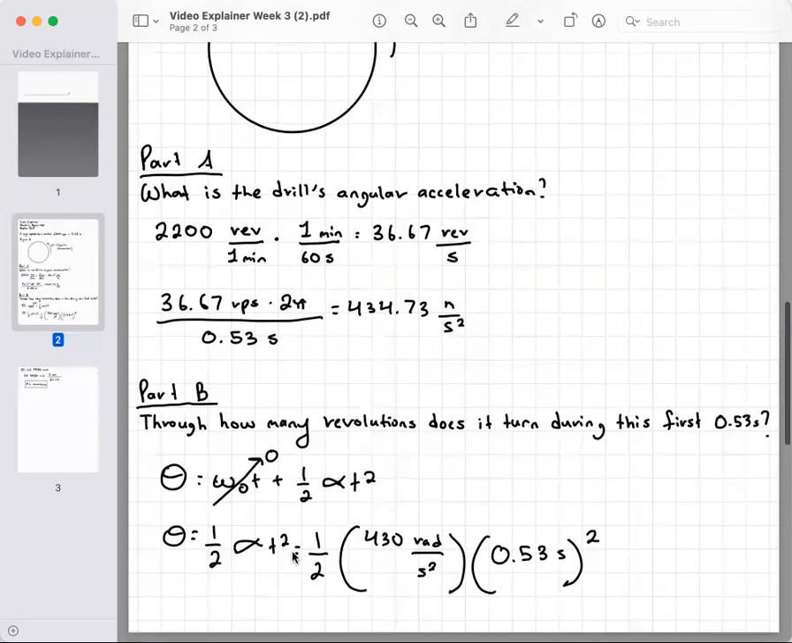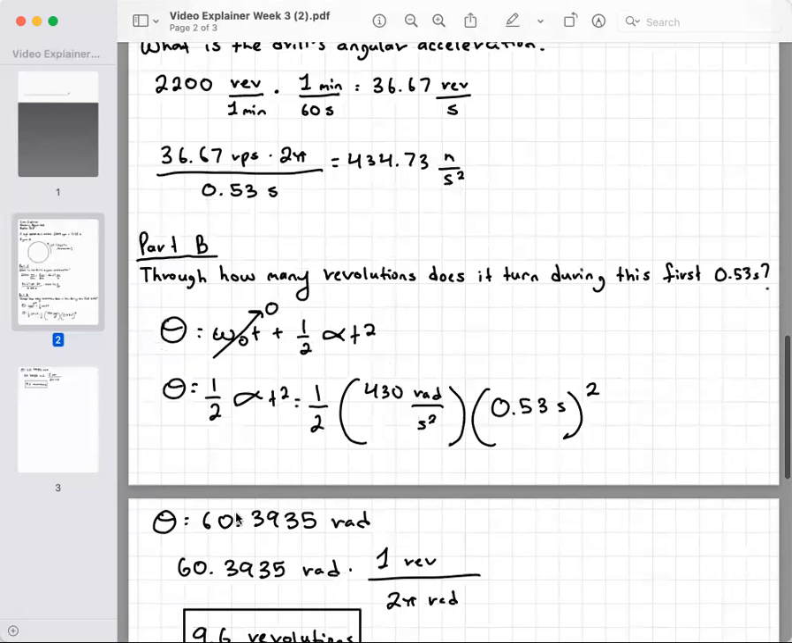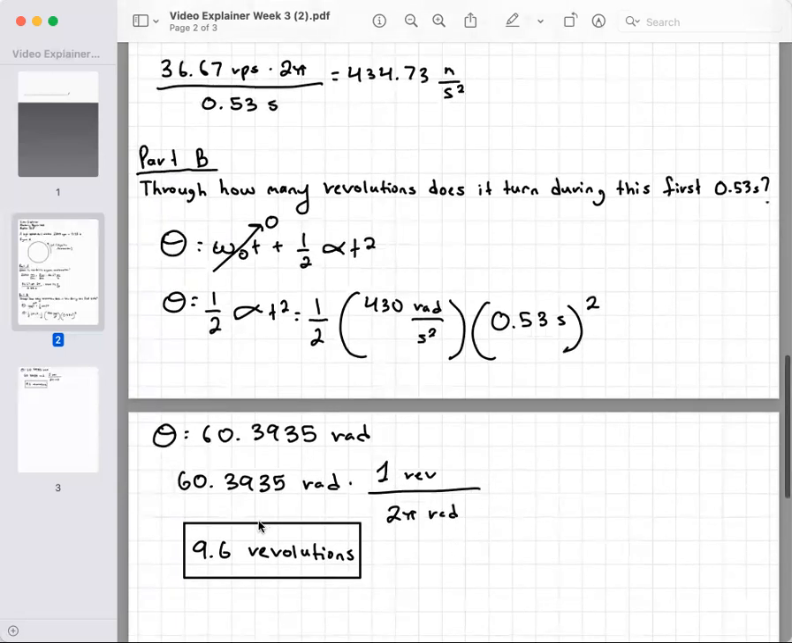And so I plugged in the variables for alpha. We're going to be using a more approximated value of about 430 radians per second squared. And then we're going to be using 0.53 seconds for the time, and we're going to square that value since that is the equation. And so we got a value of 60.3935 radians. And so in order to convert that into number of revolutions, we're going to do this conversion. So there are 2 pi radians per every revolution, and I got an answer of 9.6 revolutions.